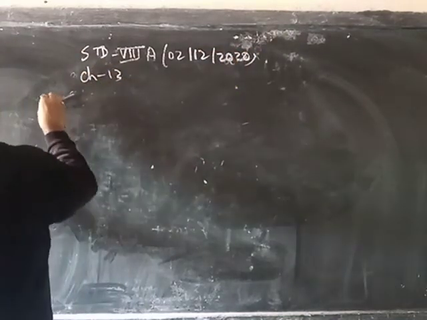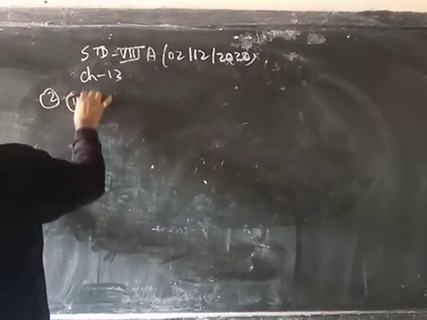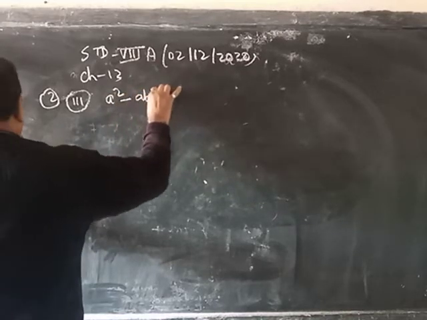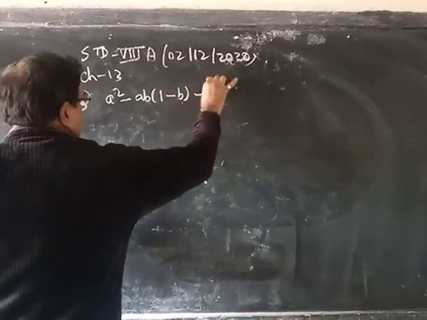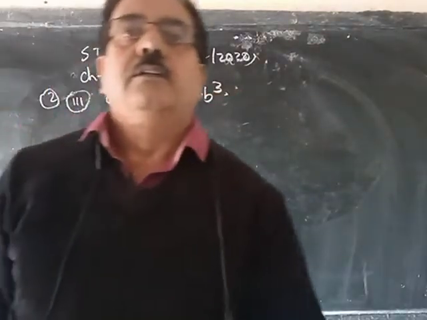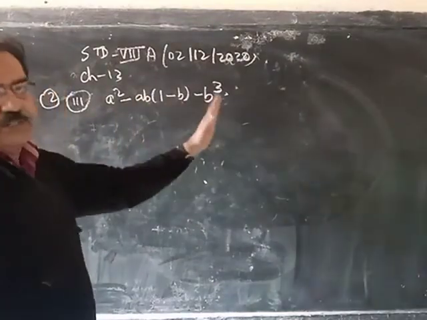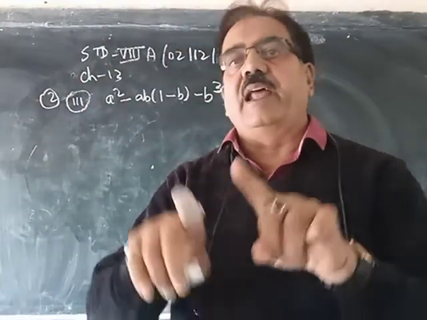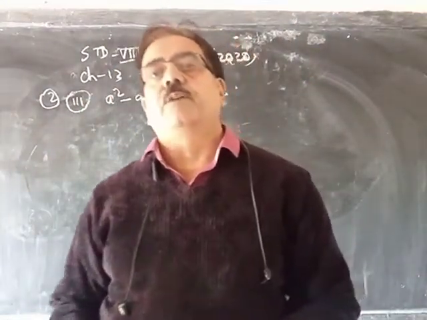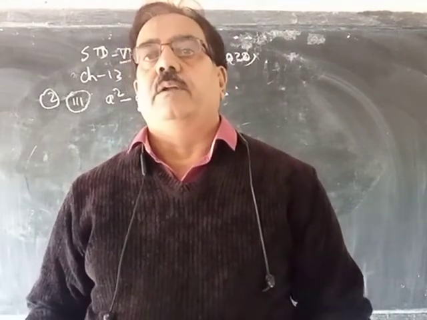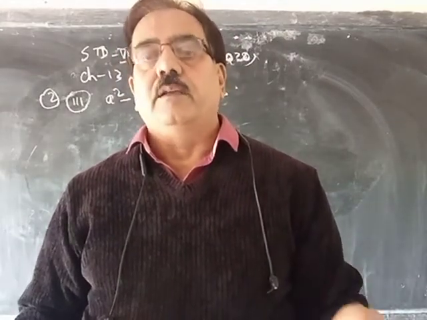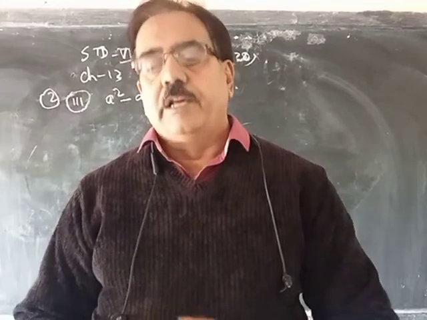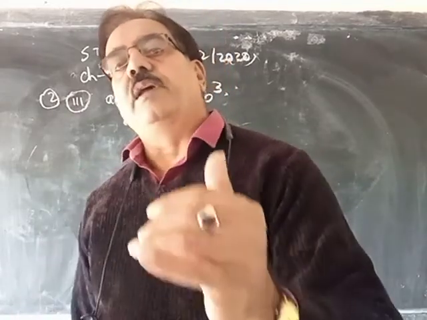Chapter 13. First question, second, third. It is a squared minus ab, 1 minus b, minus b. So first of all, a bracket is there. If any bracket is there, first of all we have to open the bracket. Then arrange the terms. After arranging the terms, we will take common. After taking common, we will see inside the bracket whether the same value is coming or not. If the same value is coming, it means we are on the correct way.